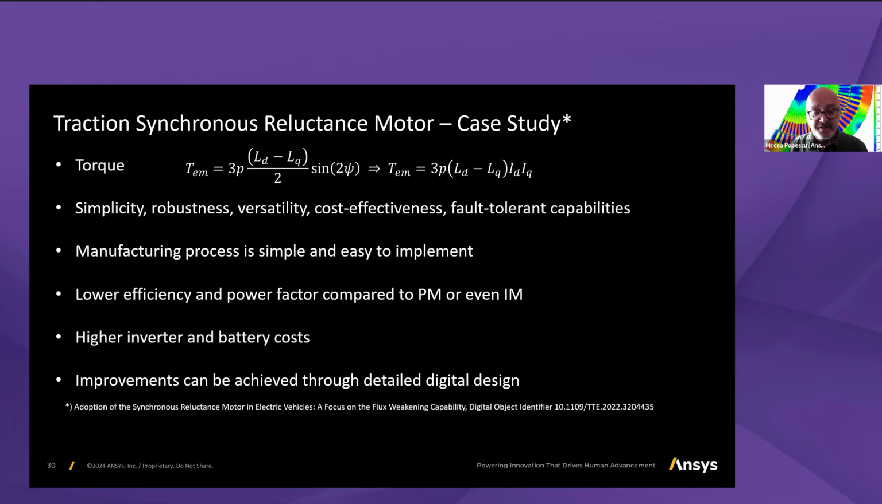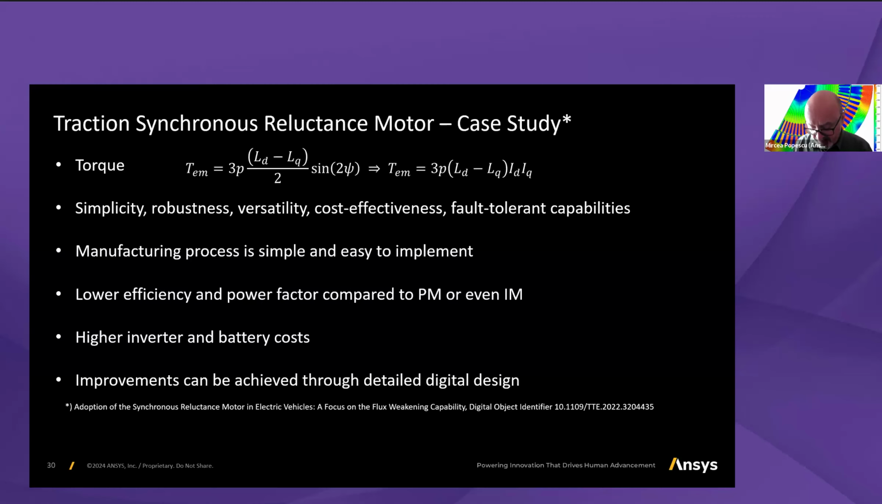This machine is by far the simplest to build, robust, fault tolerant, very cost effective. However, the efficiency is lower than the other cases, and the power factor is quite low compared not only to PM but even to IM, to induction machine. You end up, therefore, with higher costs for the battery and the inverter. So what we save on the machine may be spent extra in the power electronics part.